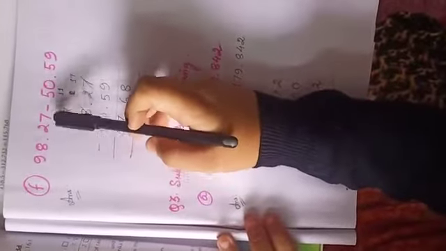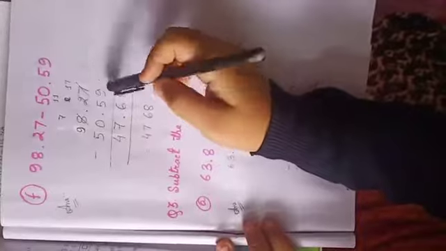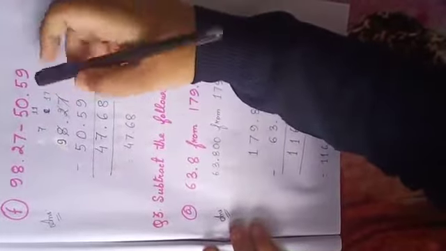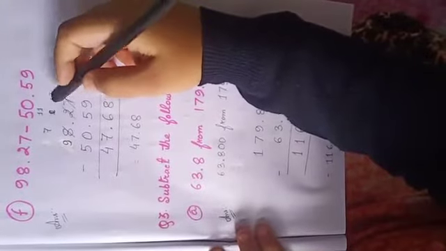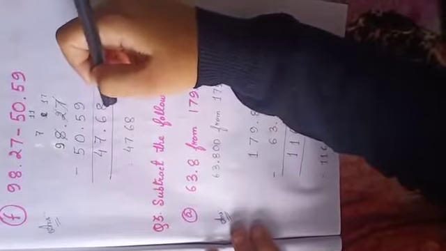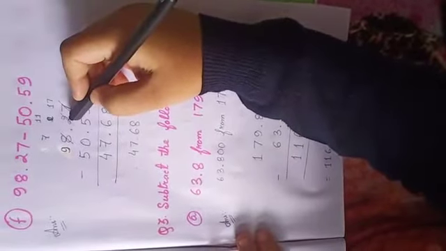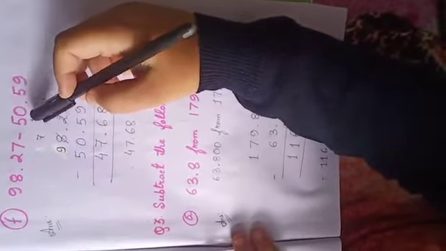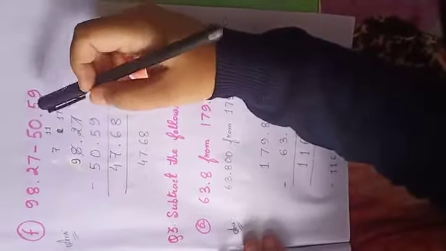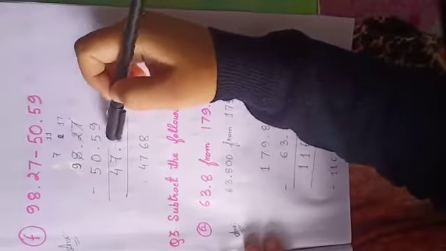Okay, children. Number F is 98.27 minus 50.59. So arrange these decimals properly. Now subtract from the right hand side. Can you subtract 9 from 7? No. So borrow 1 from the tens place. Now it's 17. 17 minus 9 is 8. As you have borrowed 1 from the tens place, this 2 has become 1. Okay. Can you subtract 5 from 1? No. Again you have to borrow 1 from the ones place. Now it's 11. 11 minus 5 is 6.